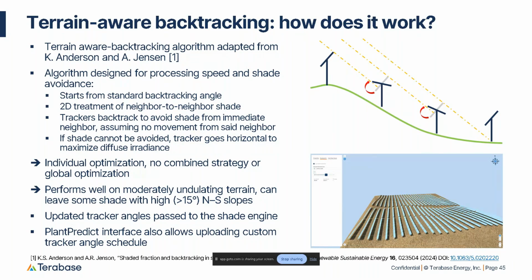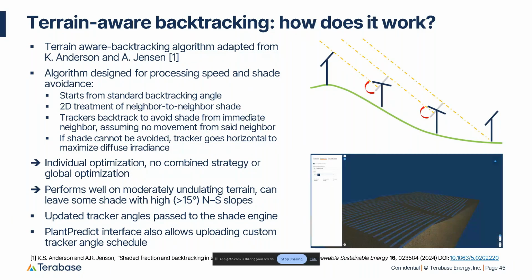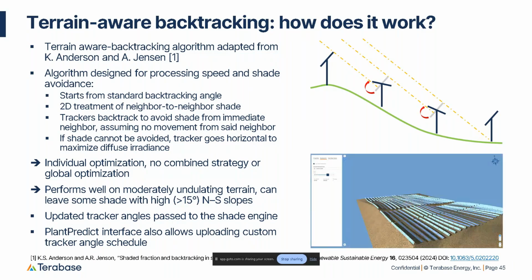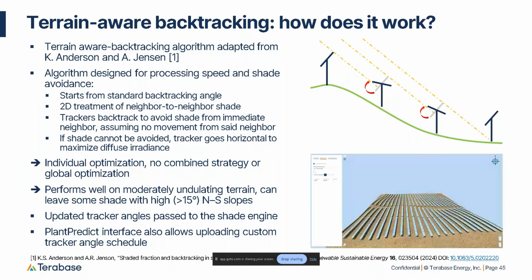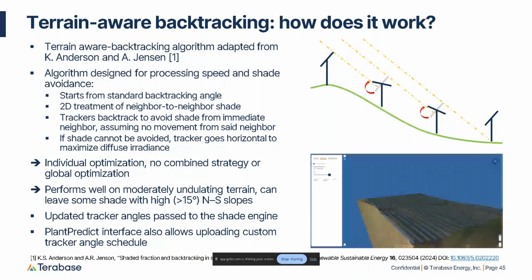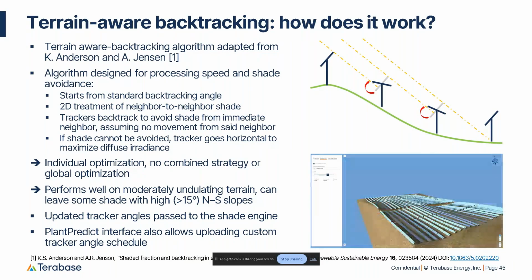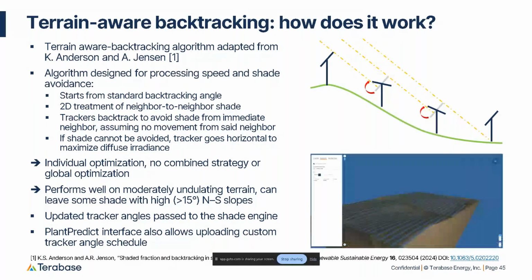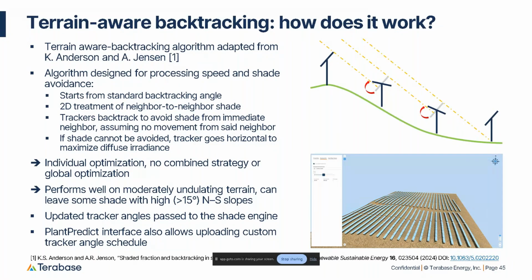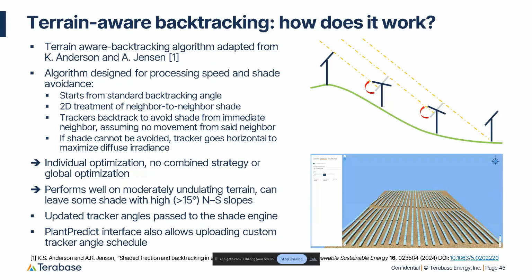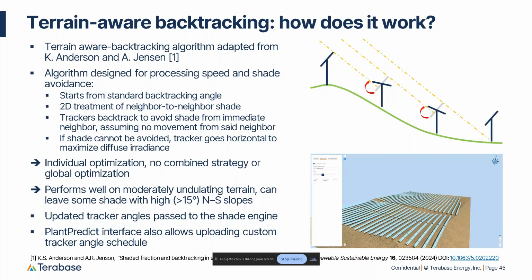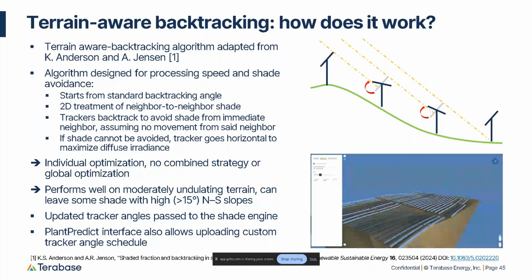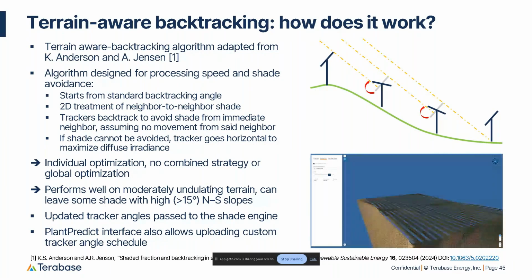One thing that is also, I think, very powerful is that you can upload your custom tracker angle directly. You don't have to trust our terrain-aware backtracking algorithm. If you have data from the field from your SCADA system, or if your tracker manufacturer is giving you access to the terrain-aware backtracking angles, you can directly upload a tracking angle schedule, a rotation angle schedule for each tracker in the PlantPredict interface. And these updated tracker angles, being the ones we calculated or the ones you uploaded, are passed down to the transposition and to the shade engine. All that gets processed in the next steps, transposition and 3D shade engine.